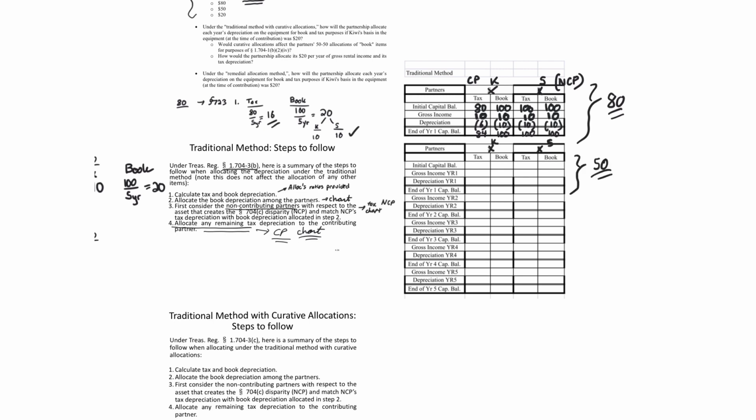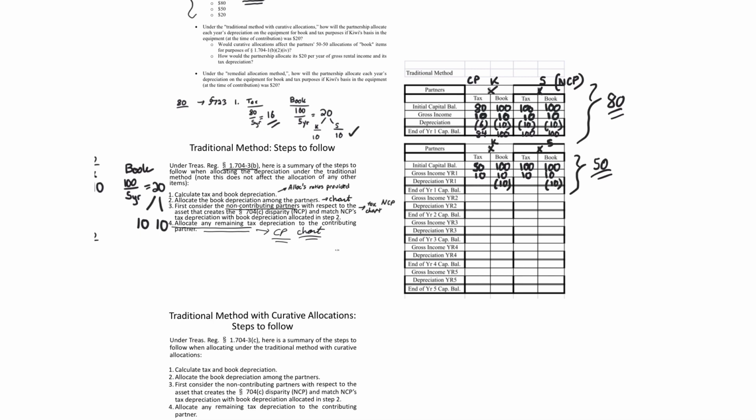Initial balances start off at 50, 100, 100, 100, right? Because now Kiwi is contributing the property. It has 50, 100, 100, 100. Gross income is 10, 10, 10, 10. That didn't change. It's still $20 of gross income split 50-50. The depreciation, we follow our rules. Okay, we do book depreciation, right? That's 20 and 20. It's 10 to each. 10 to each. So we're going to take 10 from book, 10 from book.